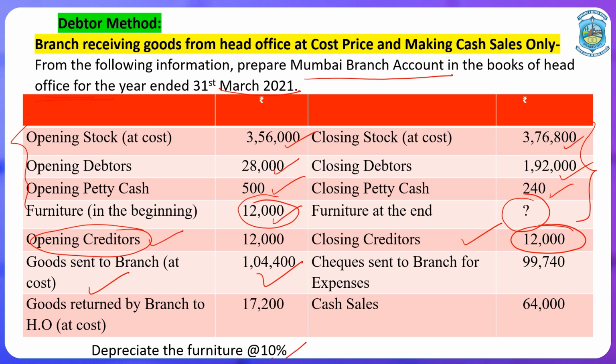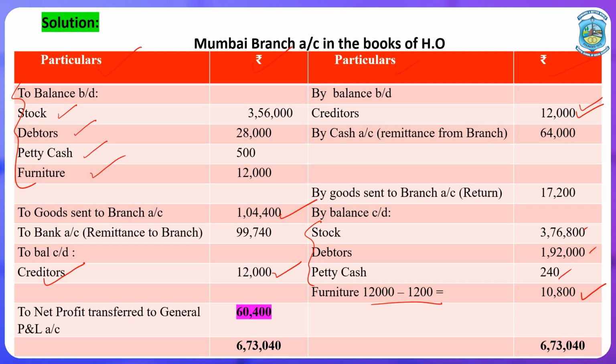Then there are certain goods that are being returned by the branch to the head office, and the value of these goods is 17,200 rupees. So, when the branch receives the goods, the entry comes at the debit side, and when the branch returns the goods back to the head office, the entry will come at the credit side, since the entry is goods sent to branch account debit to Mumbai branch account. So, the entry is coming at the credit side.